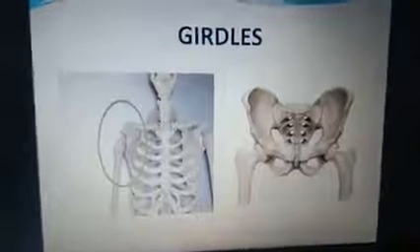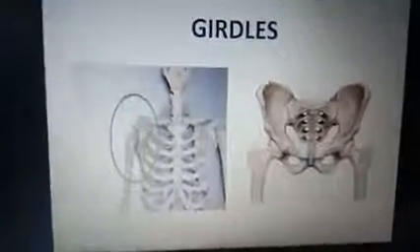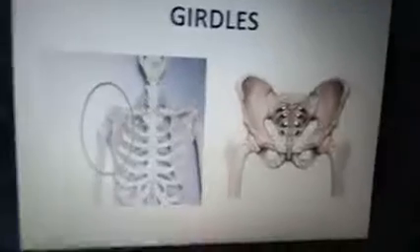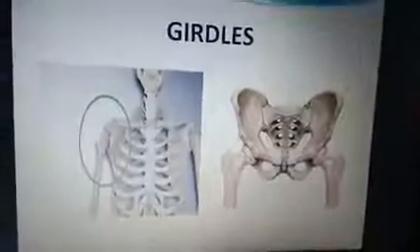So on the pictures we can understand it. The left one is the shoulder girdle and the right one is the hip girdle.